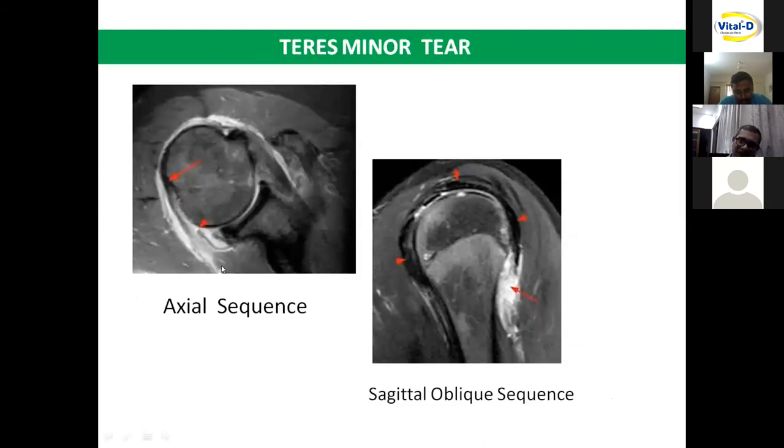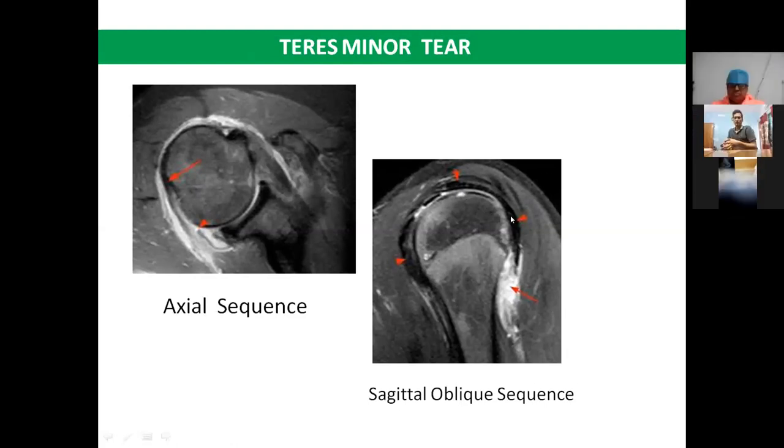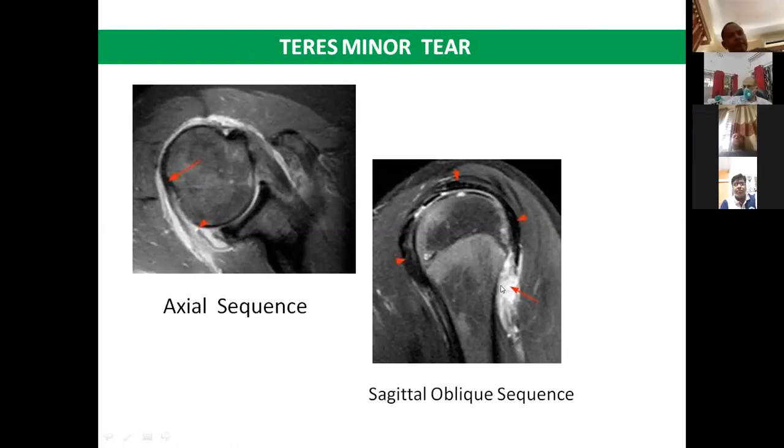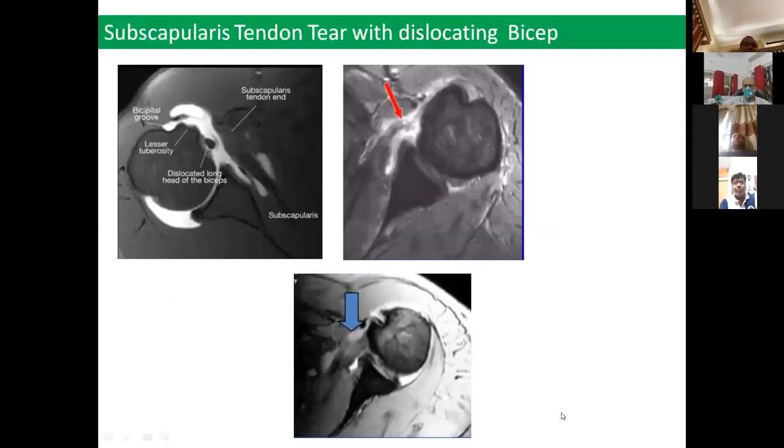You can see there is the teres minor muscle. That is an axial cut. This is anterior, this is posterior, and this is the supraspinatus, the infraspinatus, and the teres minor. The teres minor muscle is inserted more posteriorly. There is high signal, a tear, and in this sagittal case, that is a tear. This is the supraspinatus, the infraspinatus muscle, and this is a teres minor muscle tear.